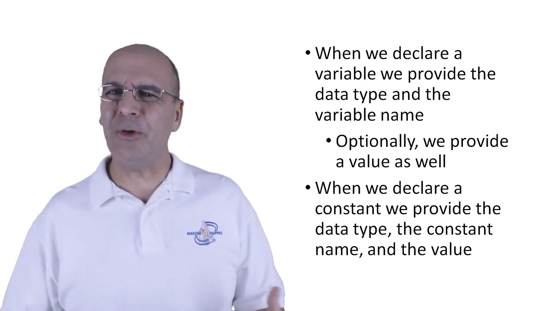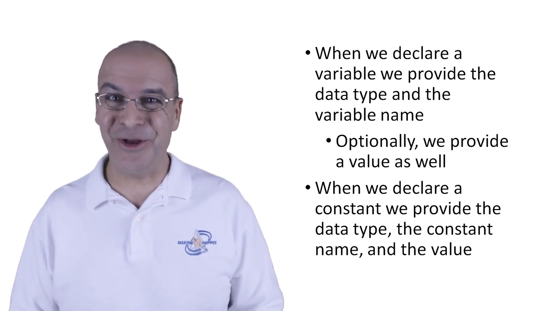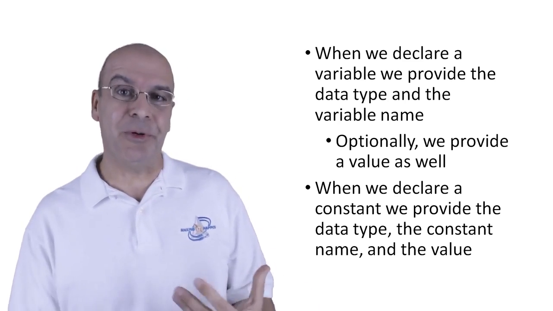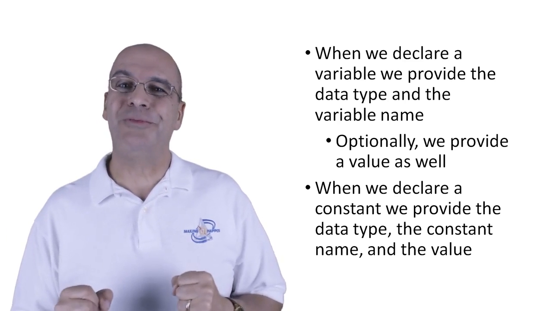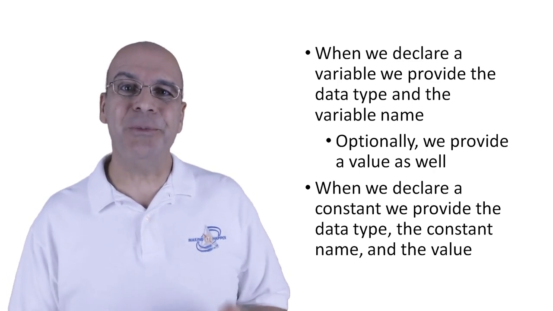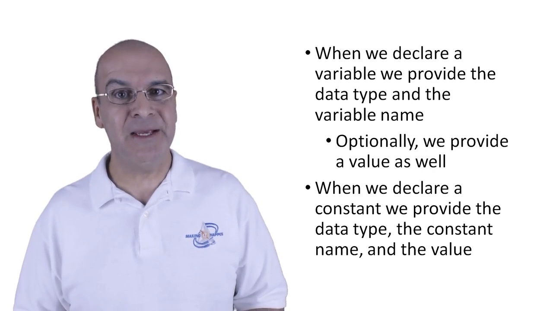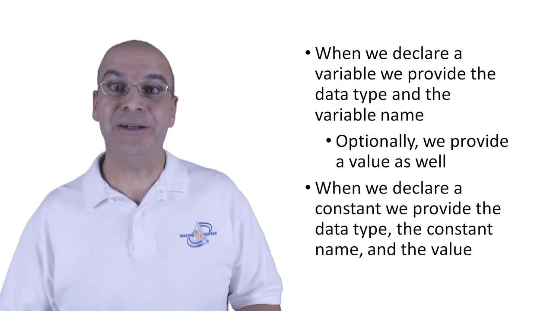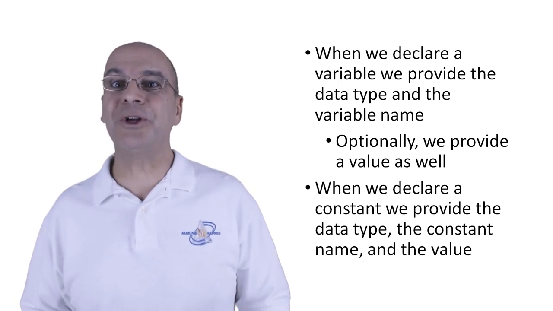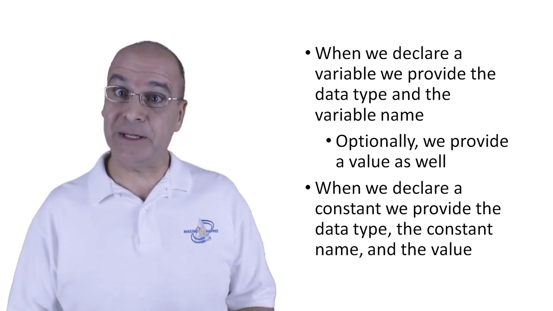Okay, so what about constants? Well, constants work essentially the same way, except that we first provide a keyword, const. Then we provide the data type of the constant. Then we provide its name. And then we have to give it a value. We don't optionally give constants values. We have to give them values when we declare them.